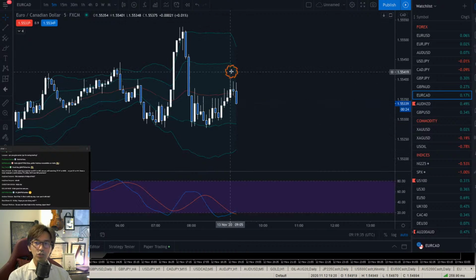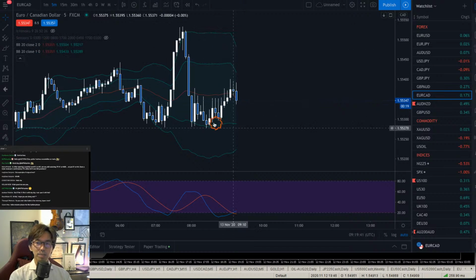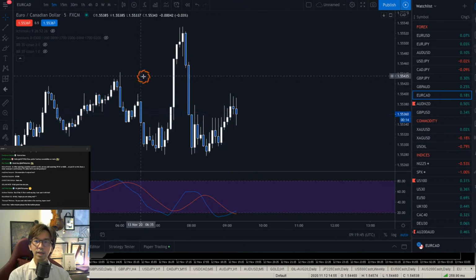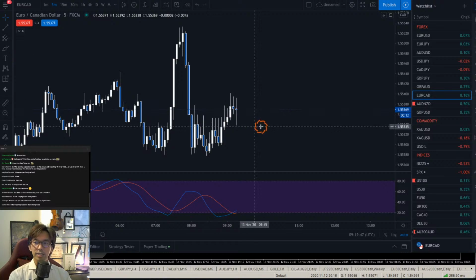Alright, the Bollinger Band is too expanding, so I won't take it. So let me just delete the Bollinger Bands because this is too expanding. I won't take it. And how about the Stochastics? Alright, Stochastics looks to be gold crossing now.